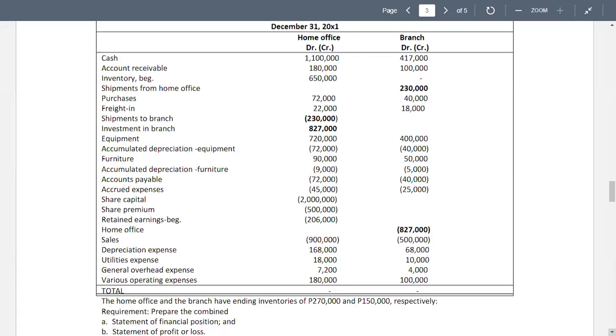Purchases, we add 72,000 and 40,000. So we have 112,000. Freight in is a total of 40,000. Shipments to branch is already 0. Investment in branch is also 0. We have already eliminated. Then equipment, total of 1,120,000. Class, are you following?